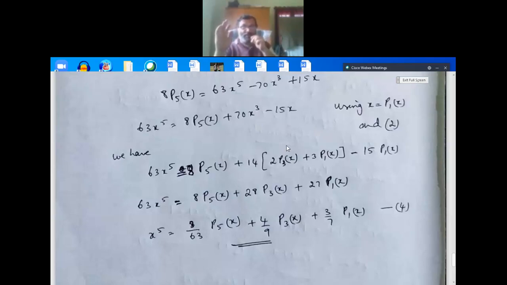For example, if you want x squared, take P2 of x. Bring x squared to one side, remaining to the other side. Wherever possible, substitute the values of x: 1 means P0 of x, x means P1 of x, like that, and simplify. Finally, you can see here, x power 5 is expressed in terms of Legendre polynomials. It should be like this: 8 by 63 P5 of x plus 4 by 9 P3 of x plus 3 by 7 P1 of x.